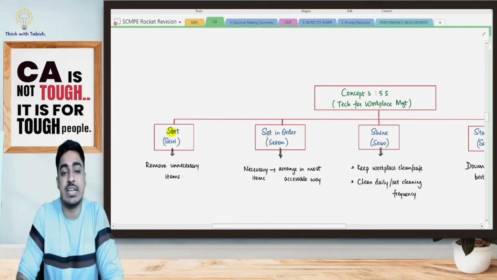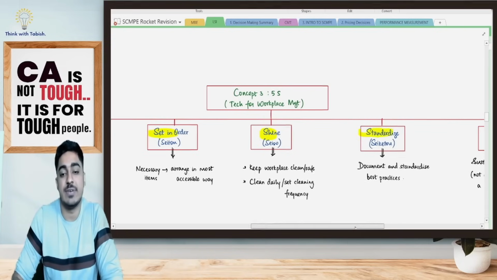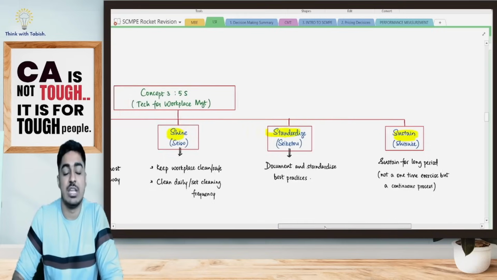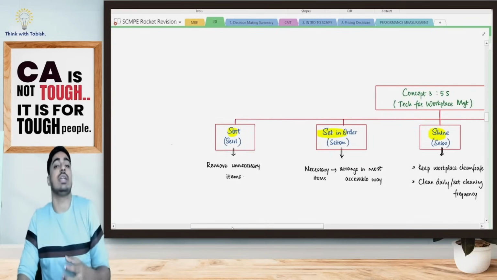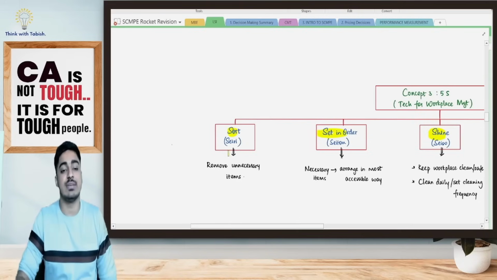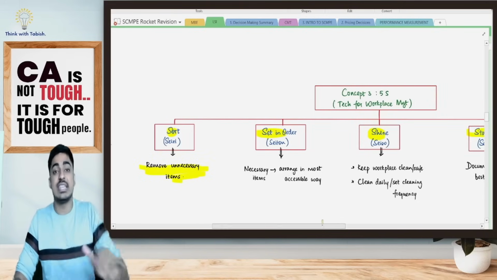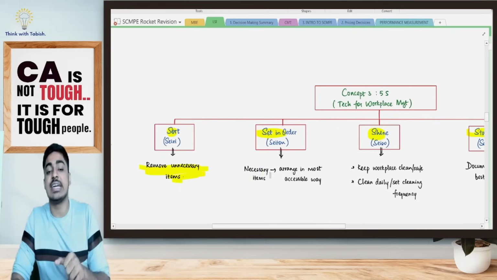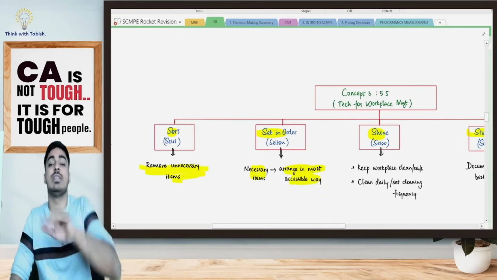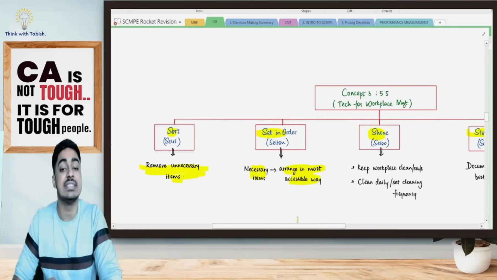Sort. Set in order. Shine. Standardize. As well as the final thing is going to be my sustain. Now, sort. What is sort telling? Remove unnecessary items. Whatever item is not necessary, remove that. Okay, fine. Now, necessary items are there. Even the necessary items, arrange in the most accessible way, proper way you arrange that. That is set in order.